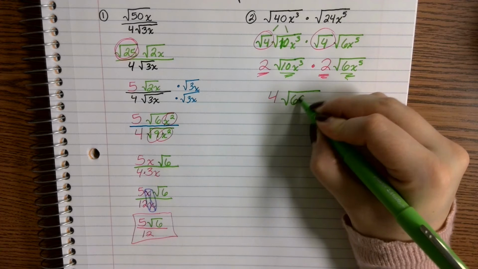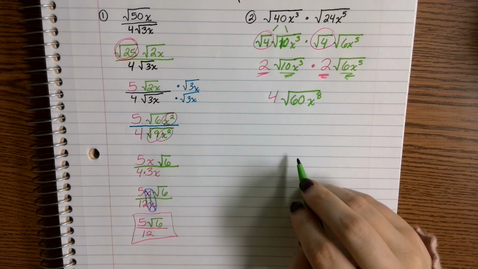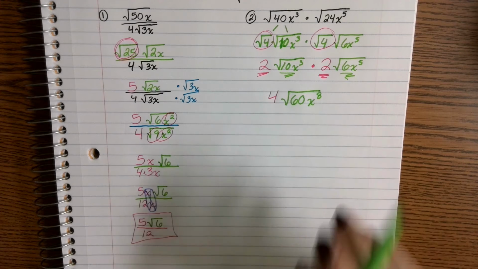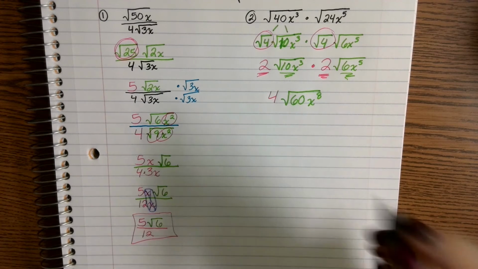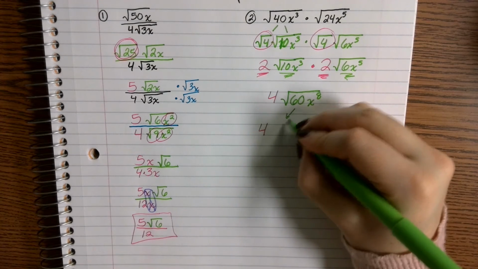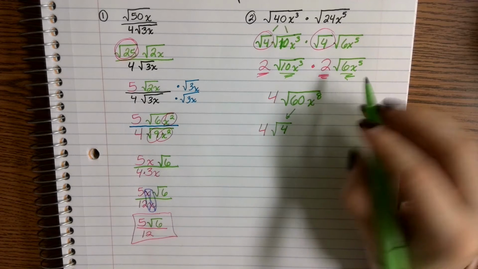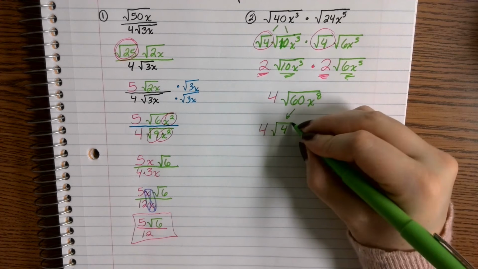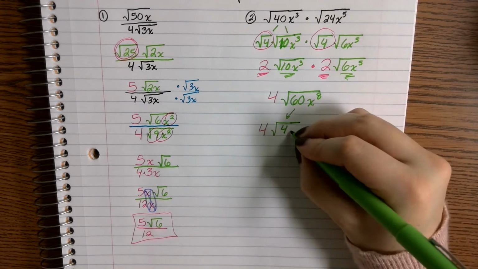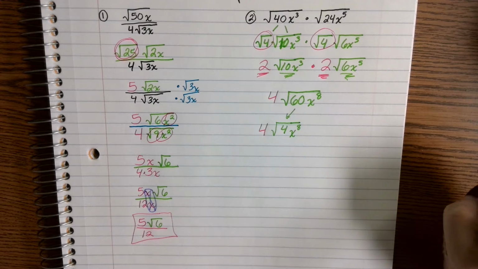60x to the 8th. Good. Square root of 60x to the 8th. Okay, can 60 be broken down? Yes. What perfect square goes into 60? 4. So we have square root of 4. And what about x to the 8th? Is that a perfect square? Yeah, so I'm going to actually pair that with my 4. So square root of 4x to the 8th.